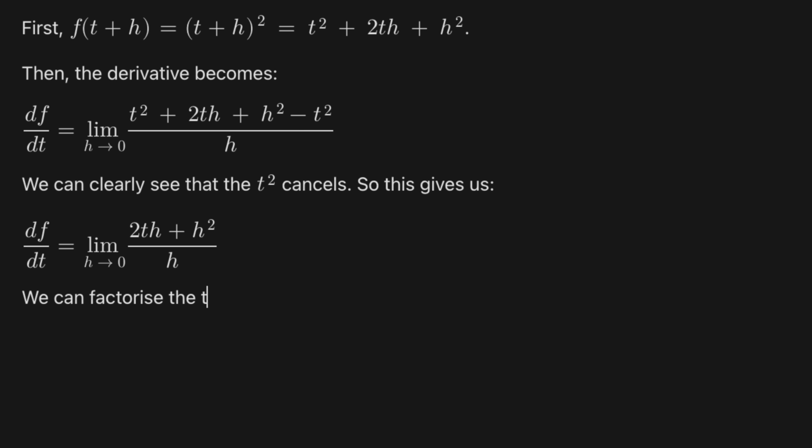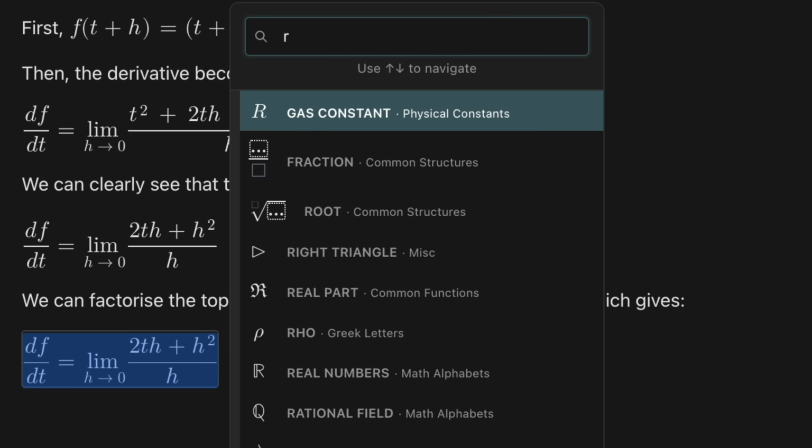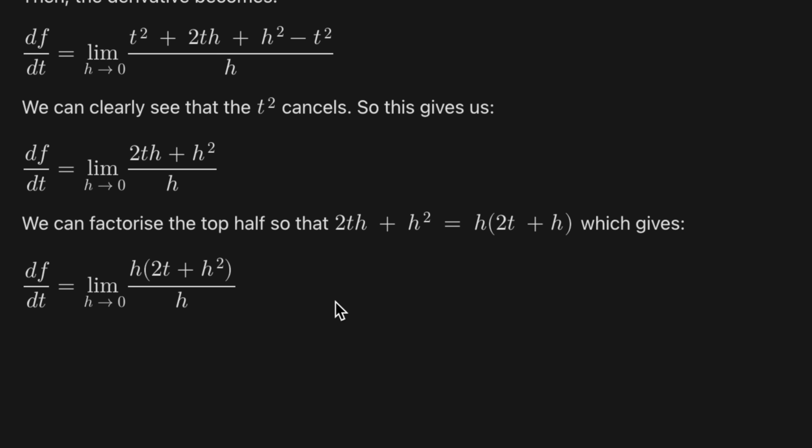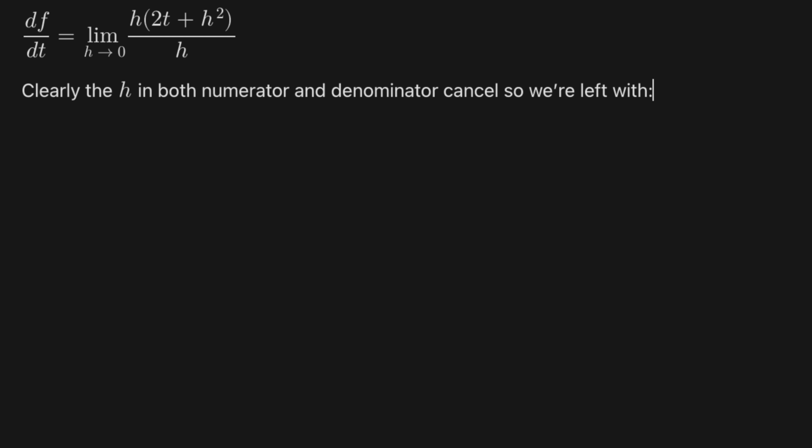You might notice that we can factorise the top half of this expression, so we can take out a factor of h. So this would give us that 2th plus h squared is simply h, open bracket, 2t plus h, which gives us this expression for the derivative. Now you might also notice that we can cancel out the h value here. So we have an h value on both the numerator and denominator, and so this h value can cancel out.